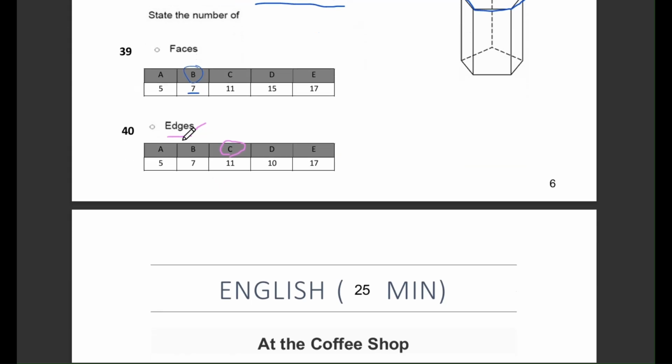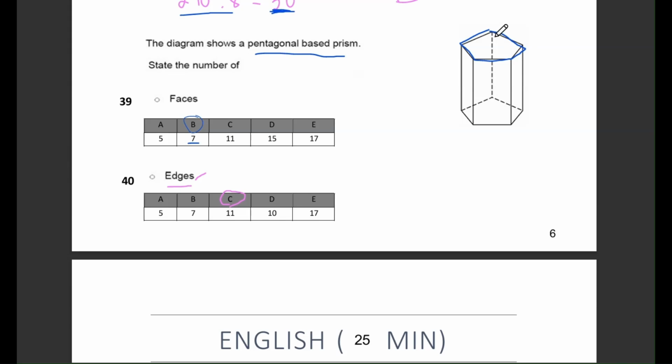Question 40. Okay, so for question 40, we're still looking at the same pentagonal-based prism. But this time, the question is about the edges. An edge is a line where 2 faces meet. If you look at the diagram, you can count the number of edges. There are 5 edges on each pentagonal face, and 5 edges connecting the pentagonal faces. If you count all of those, you'll find that the pentagonal-based prism has a total of 11 edges. So the answer is C.